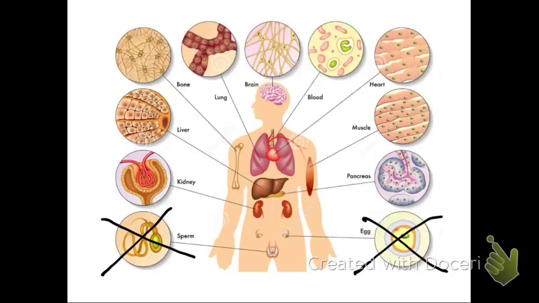So when you work out hard and your muscles tear a little bit and they need to replicate, mitosis happens there. If you cut your skin and you need to heal that, how does that heal? Mitosis. Pretty cool, right?